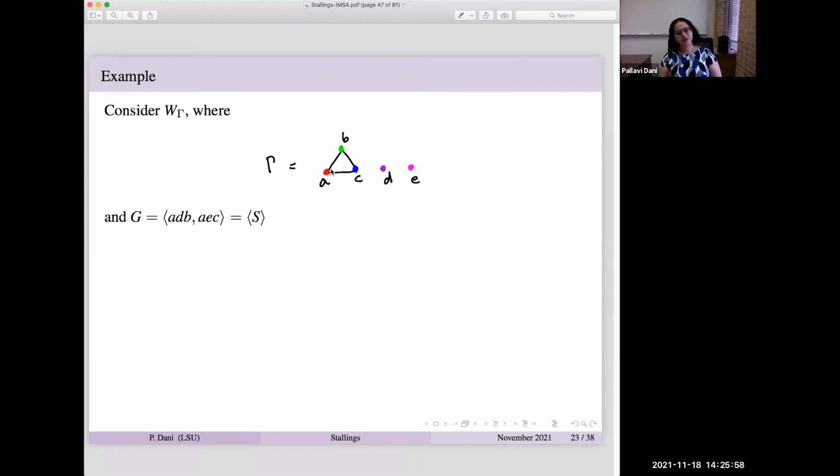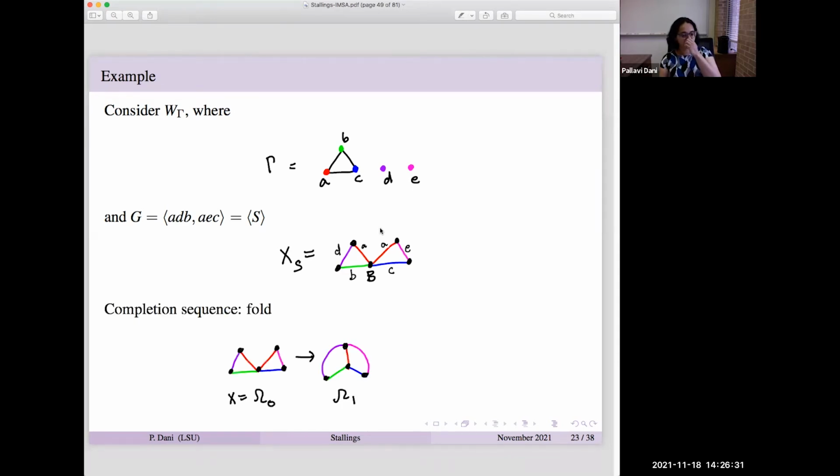So here is an example where I have a graph gamma consisting of one triangle and two vertices. And so I'm going to pick a definite subgroup, ADB and AEC. And this is my generating set S. And so then X_S is just a rose graph with those labels. And then I can start performing moves. So I see that out of B, there are two A edges coming out. And so the first thing I can do is fold the two A's to a single A edge.